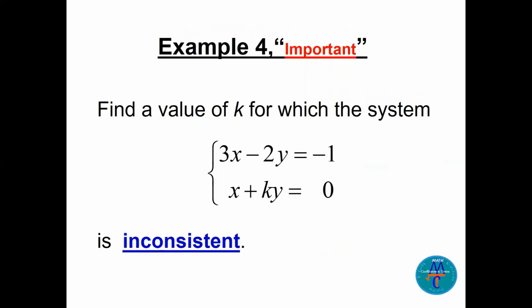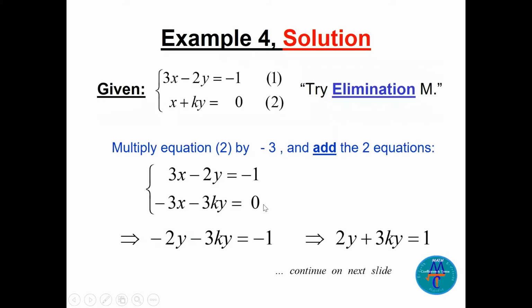Let's see another example here. Nice question. Find a value for k for which the system is inconsistent. We have a system here of two equations in two variables. 3x minus 2y is equal to minus 1. x plus ky is equal to 0. If this system is inconsistent, that means there is no solution here. What is the value for k? You can think about it here. And let me show you these steps.